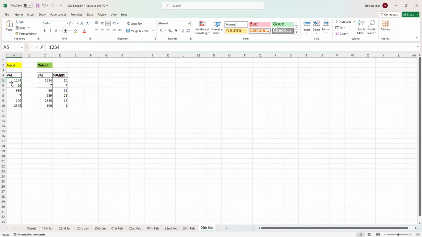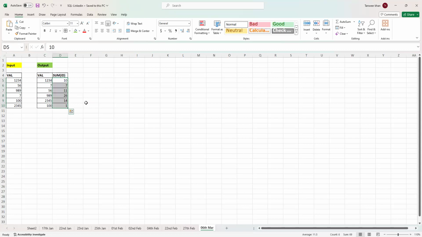Suppose I have 1, 2, 3, 4. So I want 1 plus 2 plus 3 plus 4, which will be 10, right? And then 7 will be 7 only. 5 and 6 will be 5 plus 6, which is 11. And 9, 8, 9 means 9 plus 8 plus 9, which is 26. And 100 is 1 plus 0 plus 0, which will be 1. So you have to write a query to get this output.